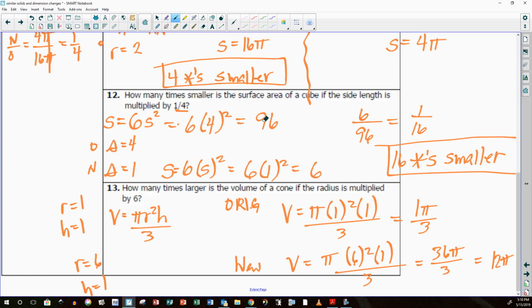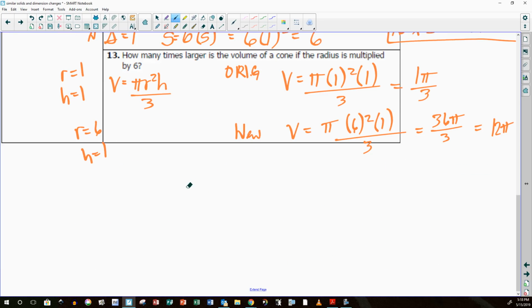So now, the last thing you're going to do is the new over old. So your new volume divided by your old volume is, so the pi's cancel. So 12 divided by 1/3, sorry, I forgot my 1 there, is 36. So that means it is 36 times bigger because your scale factor is bigger than 1.